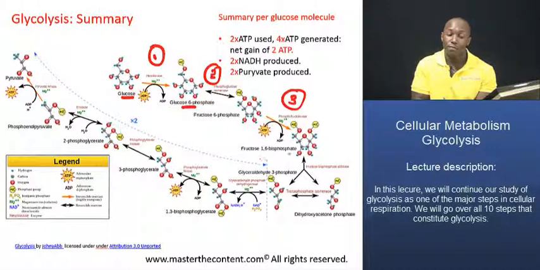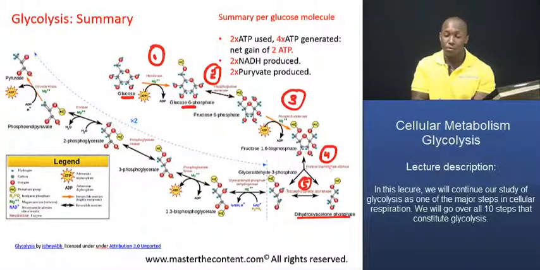After that, fructose 1,6-biphosphate in the fourth step is cleaved into two molecules, one glyceraldehyde 3-phosphate and one dihydroxyacetone phosphate. In the fifth step, the dihydroxyacetone phosphate is converted into glyceraldehyde 3-phosphate by the enzyme triose phosphate isomerase. This is important because the only molecule that can proceed into the next step of the reaction is glyceraldehyde 3-phosphate, so the dihydroxyacetone phosphate that is produced must be converted into glyceraldehyde 3-phosphate.